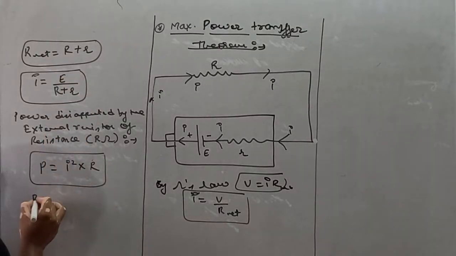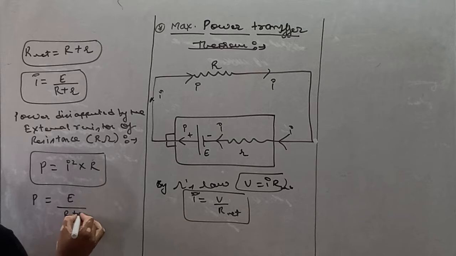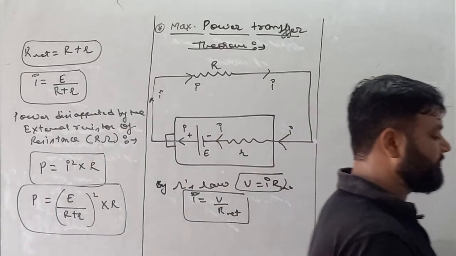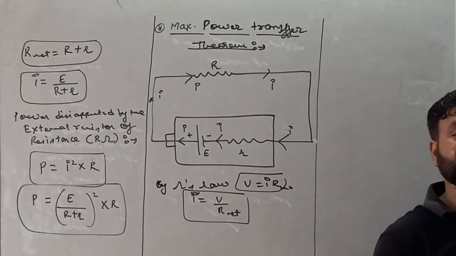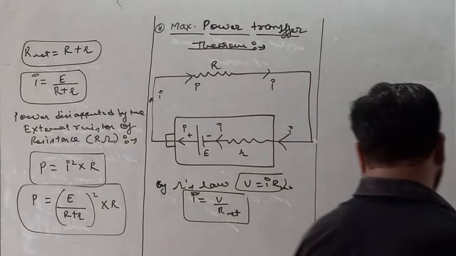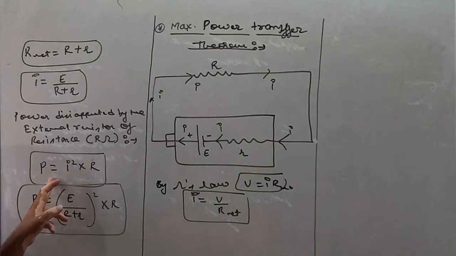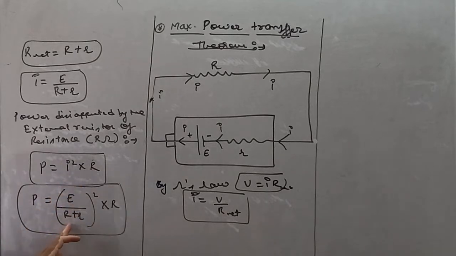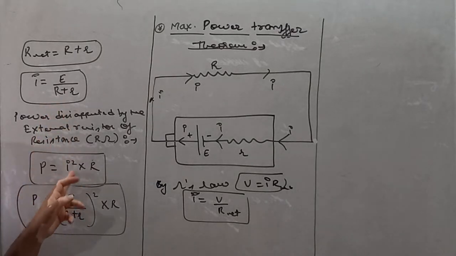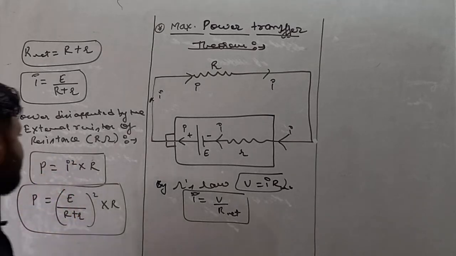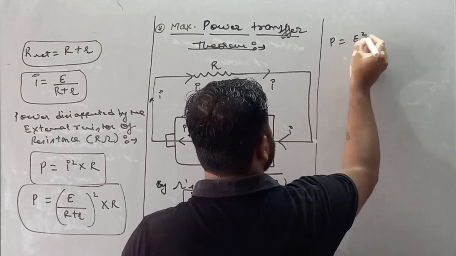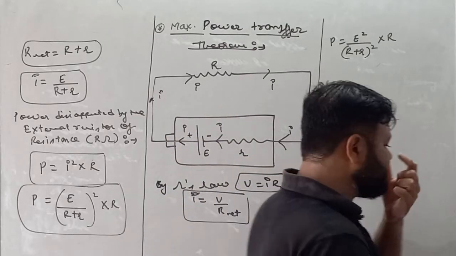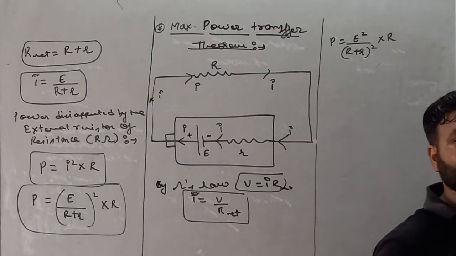Now put the value of I. P is equal to (E/(R+r))² multiplied by R. This equation shows the power dissipated by the external resistor capital R, because we know that the power dissipated by the resistor is I²R and the value of I is E/(R+r). So we put the value of I in the equation of power. We get P = E²/(R+r)² × R, so P = E²R/(R+r)².